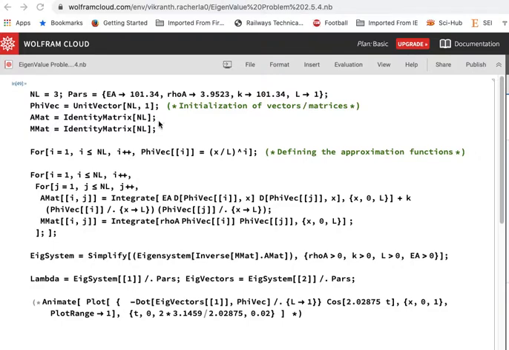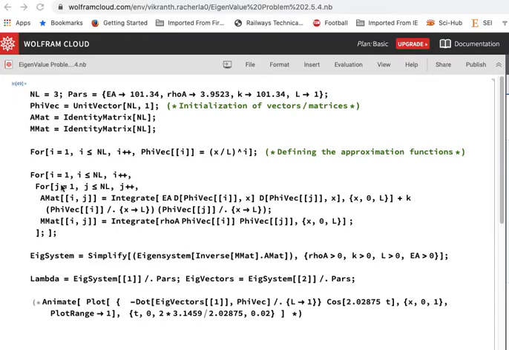Now we have gone through the program yesterday, but let me just quickly go through what I have done. So first I am initializing the phi vector, A matrix and M matrix. It doesn't matter what I am initializing it with because all the entries are going to be specifically defined. Then I am saying that for I equals 1 to capital N, phi I is defined as x by L to the power I. So this is the definition of phi I.